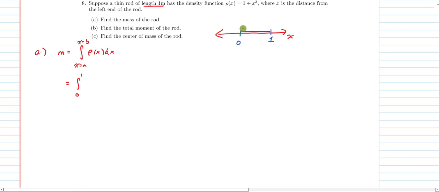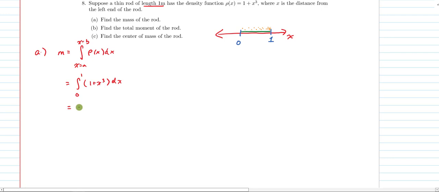So if you were to think about this as having, I'd like to draw these dots to represent particles, we are less dense here, and as we get closer to the right endpoint, we're more dense. Okay? All right. So all we need to do then is take the density, which we're told is 1 plus x cubed. That gives us the density at any point along this rod between 0 and 1, and we're going to evaluate that integral over the interval 0 to 1.